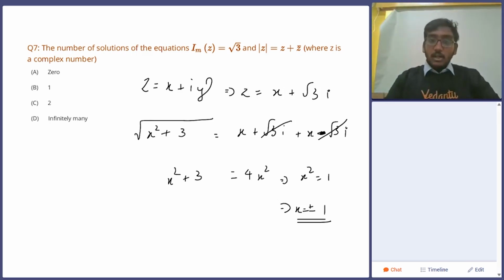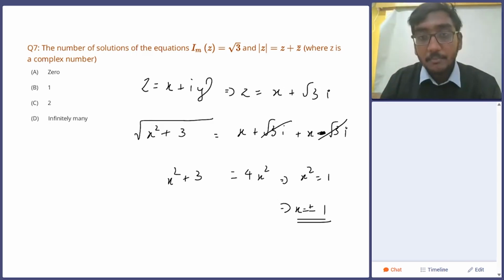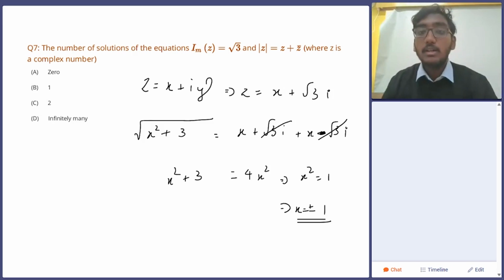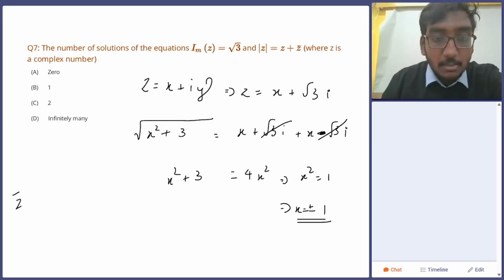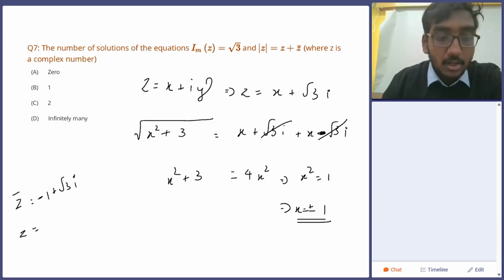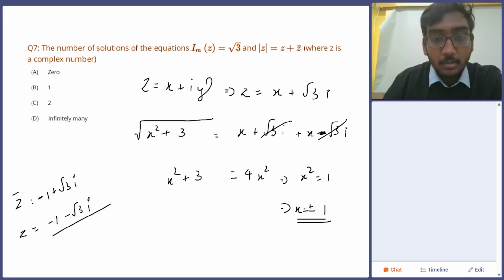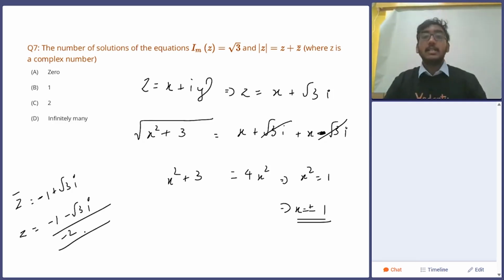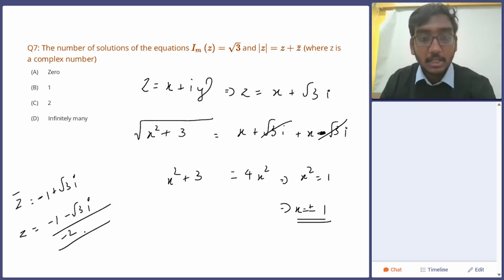But one more thing we observe here is, if x can be plus or minus 1, that means see, z bar will be minus 1 plus root 3i, right? And z will be minus 1 minus root 3i. Z plus z bar will be what? It will be actually minus 2, okay? If x is negative 1, z plus z bar will be minus 2. That means mod z will be minus 2.